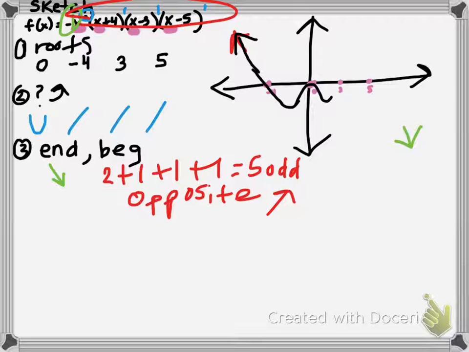Then I need to turn around. Remember, we turn around between every root. At 3, I go straight through. I turn around. At 5, I look, I go straight through, and that has me matching my arrow there at the end, so I'm ending downward.